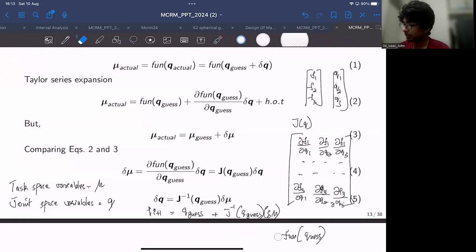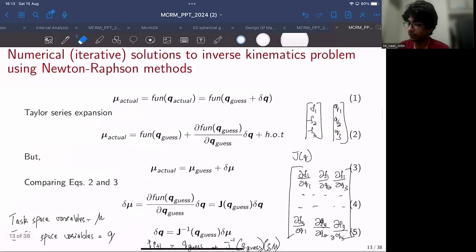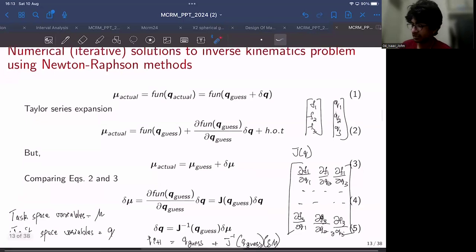Okay, so that is a brief summary of the numerical method to solve inverse kinematics. And if you can recall, there is an example that is being solved in MATLAB, as well as using the pen and paper approach in one of the professor's lectures.